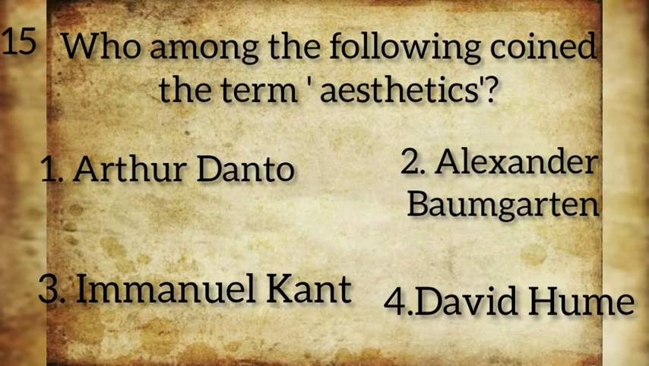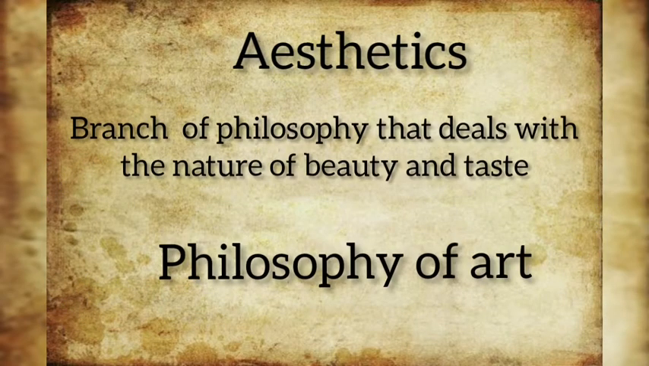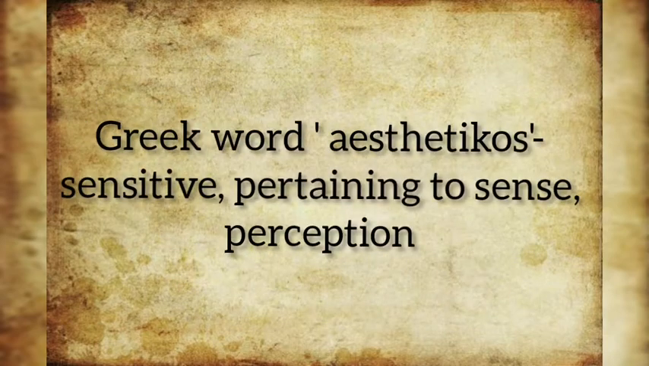Question number 15. Who among the following coined the term aesthetics? The options are: option 1, Arthur Rondeau; 2, Alexander Baumgarten; 3, Immanuel Kant; 4, David Hume. Aesthetics is a branch of philosophy that deals with the nature of beauty and taste, as well as the philosophy of art. The word aesthetic is derived from the Greek aesthetikos, meaning sensitive, pertaining to sense or perception.